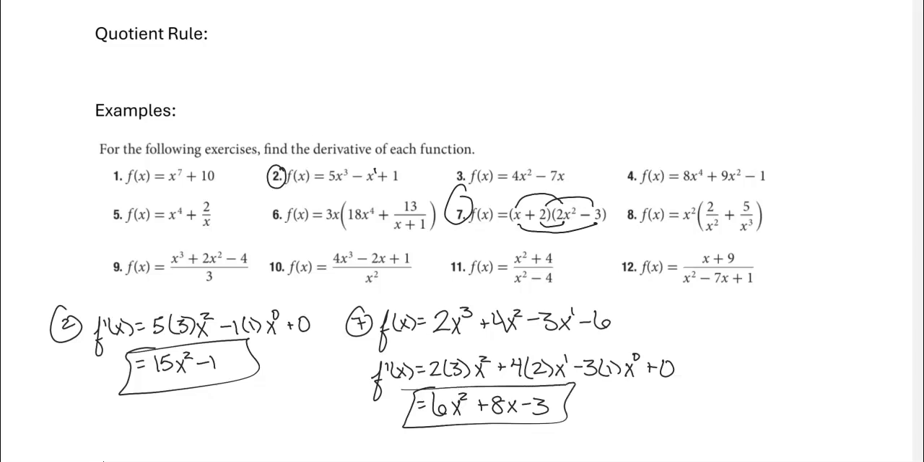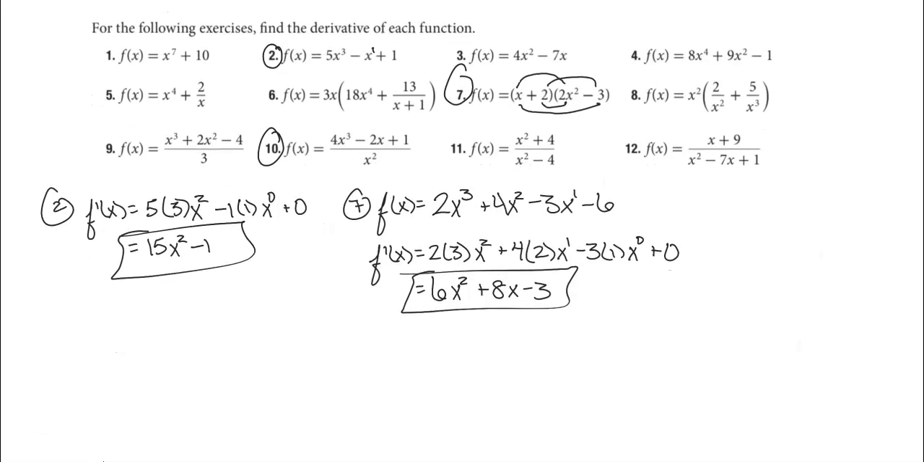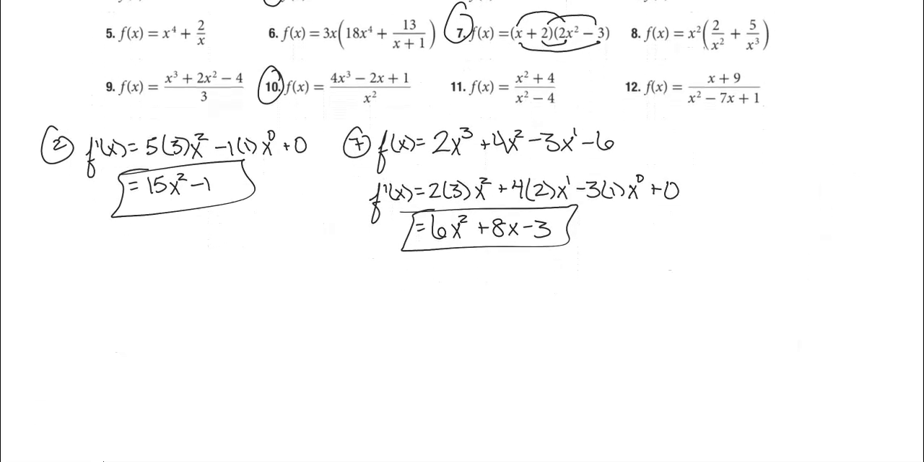So there's our derivative. And then let's look at number 10. With number 10, it's going to be easiest for us to simplify this. So I can split the numerator and take each of those terms in the numerator and divide by the denominator.